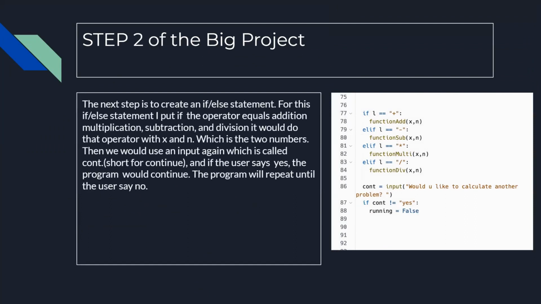Step 2. The next step is to create an if-else statement. For this if-else statement, I put if the operator equals addition, multiplication, subtraction, or division, it will do that operation with x and n, which are the 2 numbers. Then we use an input again, called cont, short for continue. If the user says yes, the program will continue. The program will repeat until the user says no.